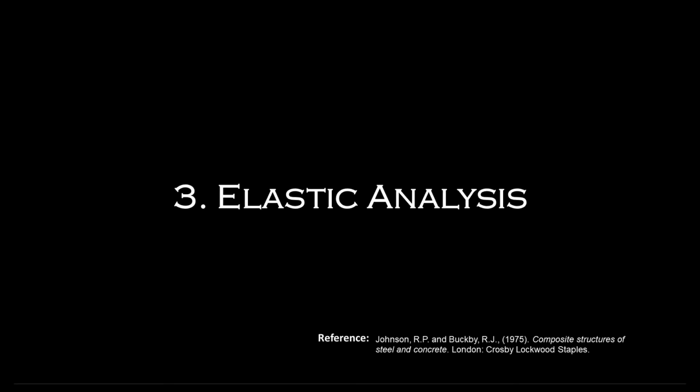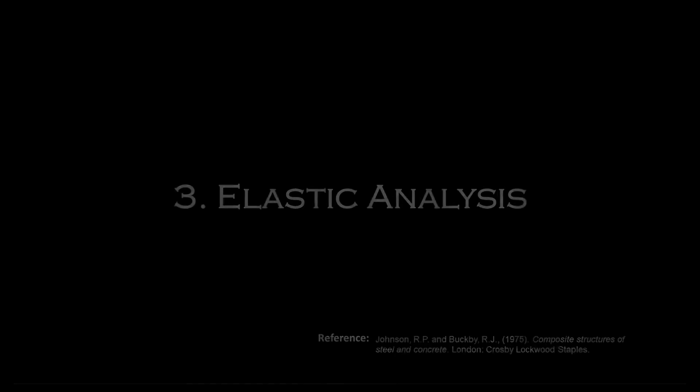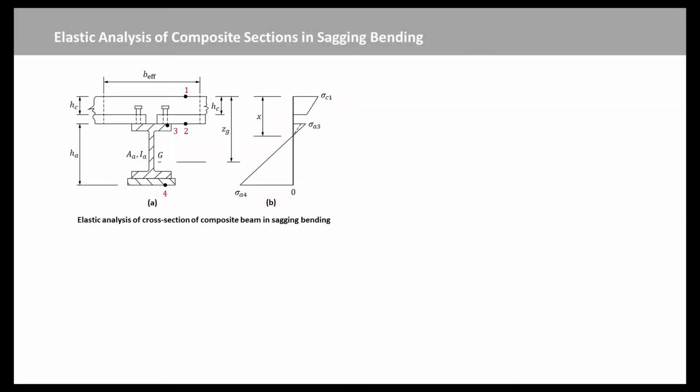Now we will introduce the elastic analysis of composite sections in sagging bending. It is assumed first that full shear connection is provided, so that the effect of slip can be neglected. All other assumptions are as for the elastic analysis of reinforced concrete sections by the method of transformed sections, but the algebra is different because the flexural rigidity of the steel section alone is much greater than that of reinforcing bars.